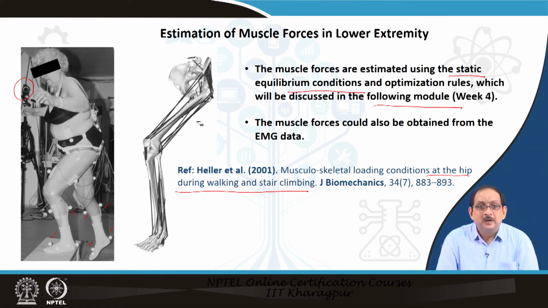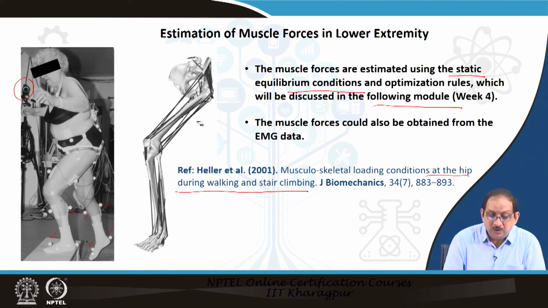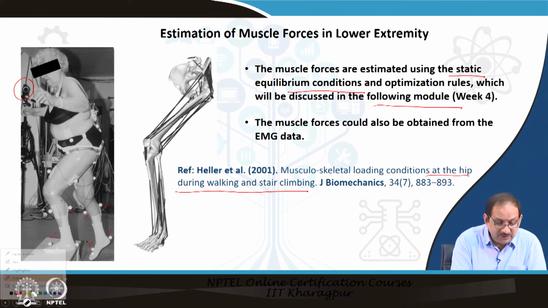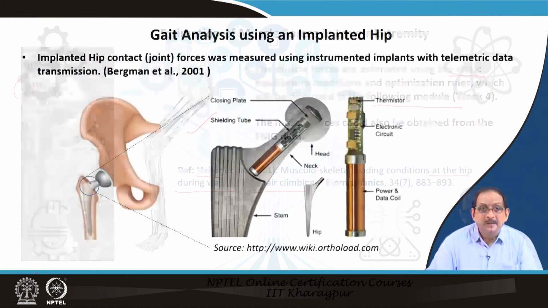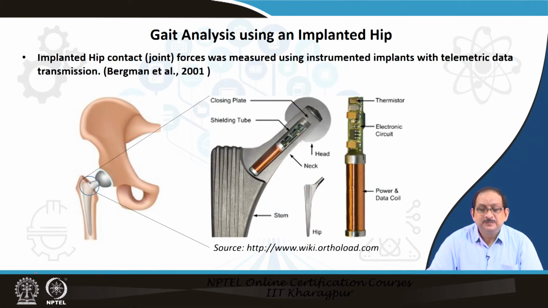Later on, a musculoskeletal model of the lower extremity is shown here in this figure, which was a part of the study by the Heller and Bergman group. Now, gait analysis has been carried out also using implanted hip.